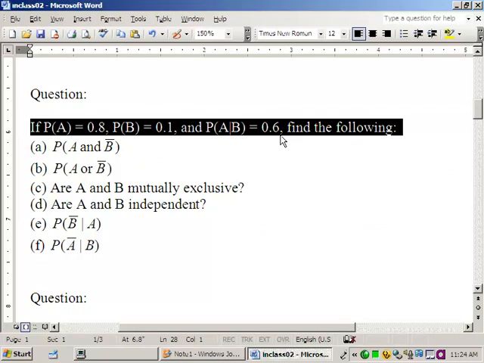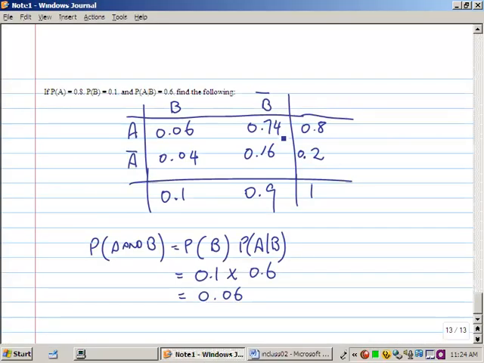Okay. A, probability of A and B bar. A and B bar is equal to, alright, top right hand corner of the table, 0.74.